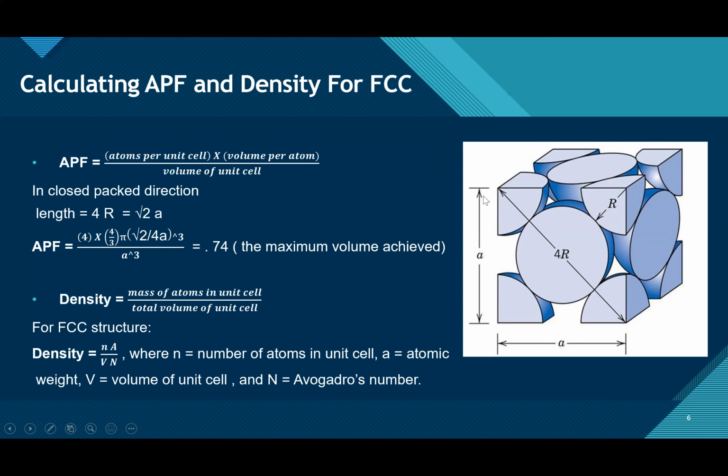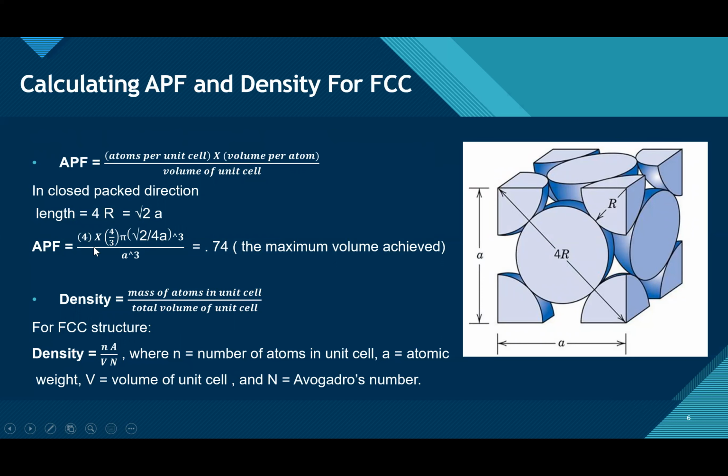As you can see here for an FCC, this length is a, this length is a, and this length is 4R, since there are 4 radii here. And at the same time, this line is the hypotenuse of the right triangle, and it equals square root of 2 times a. So that's how we get this relation here: R equals square root of 2 over 4 times a.